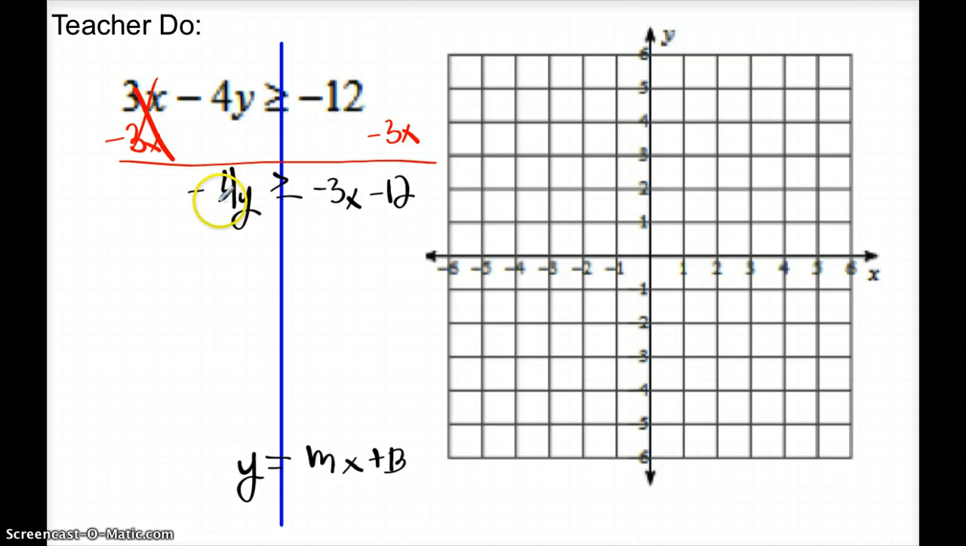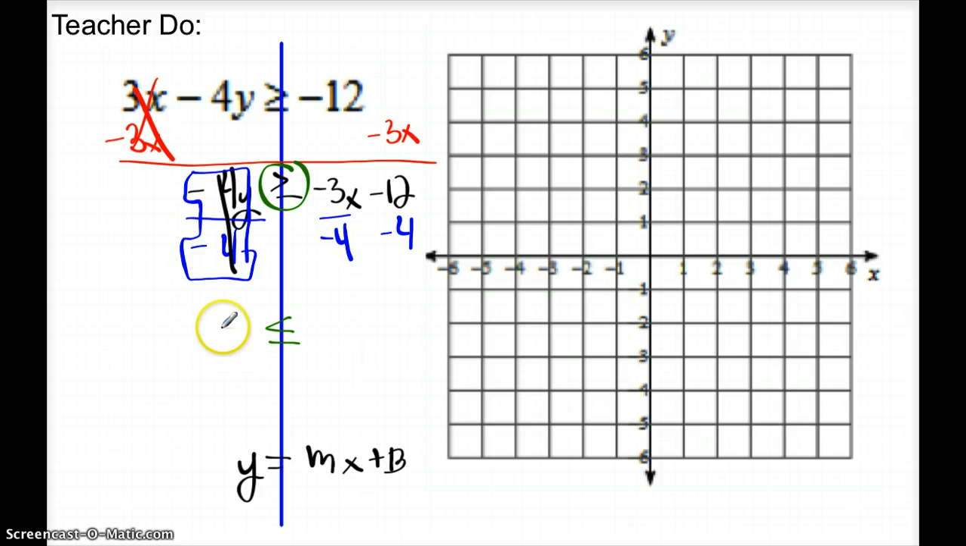Now we're almost done. This y only has this 4 to get rid of, so let's divide by negative 4. Negative 4 makes a positive 1, and I'm going to divide everything here by negative 4 also. A little reminder, and it is in the tip section of your notes: if I divide by a negative, my sign should switch. So instead of greater than or equal to, it should be less than or equal to. It should switch directions.